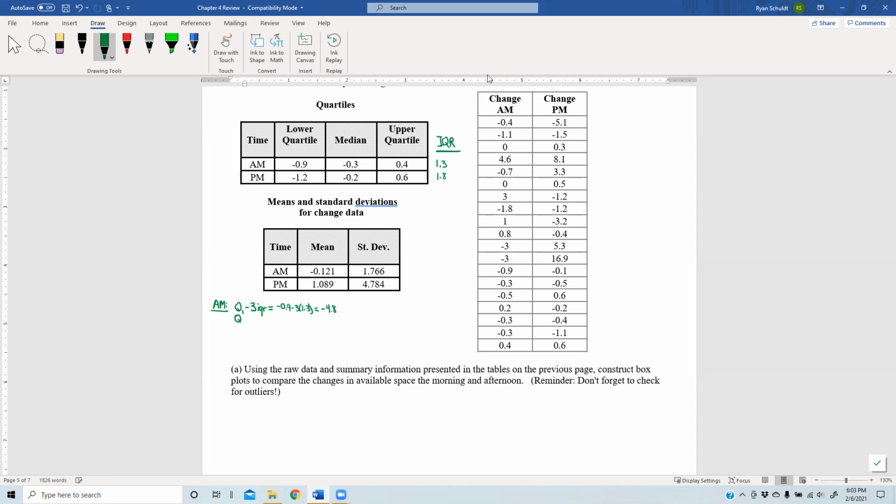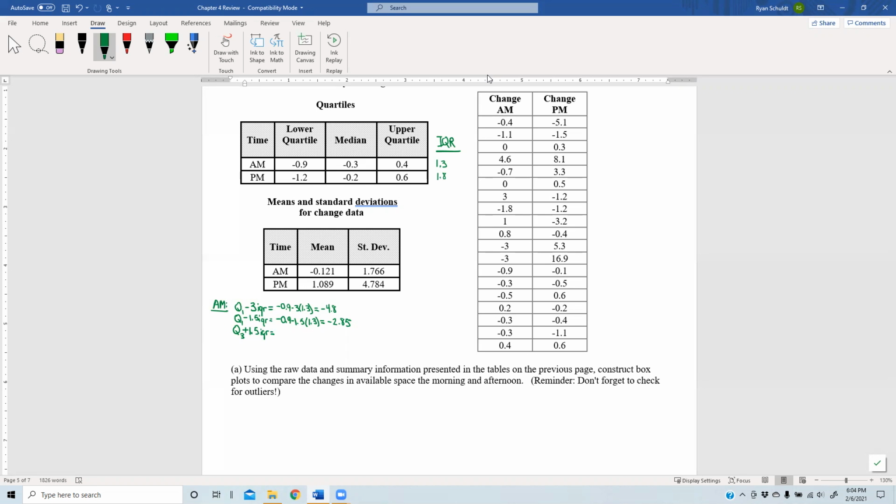Then let's do the mild, so Q1 minus 1.5 IQR. So negative 0.9 minus 1.5 times 1.3. This is going to give us negative 2.85. So those are the outliers on the low end. Then I need to get the high end. So Q3 plus 1.5 IQR.